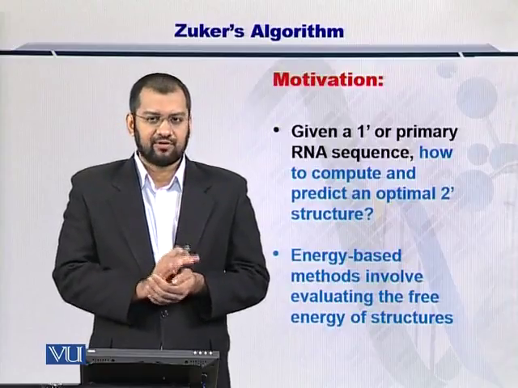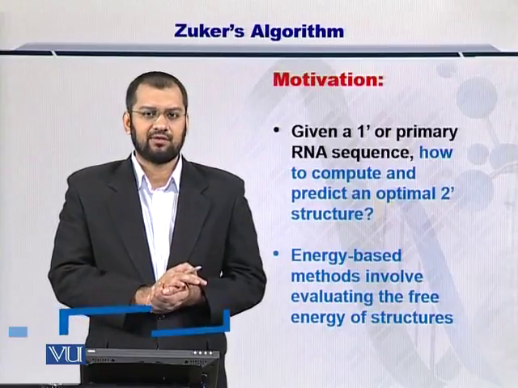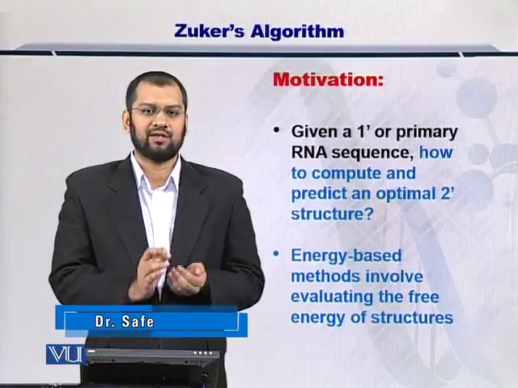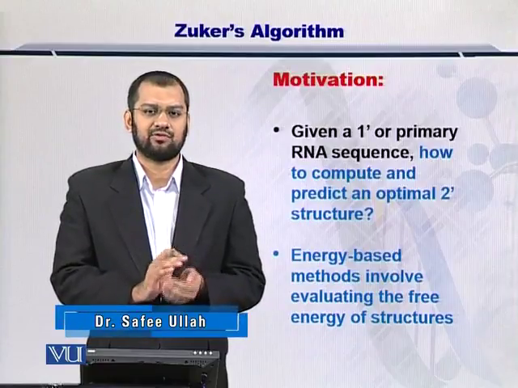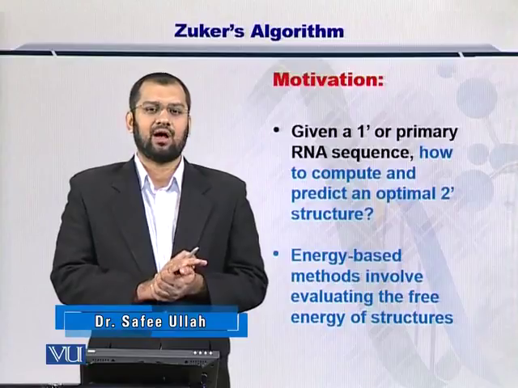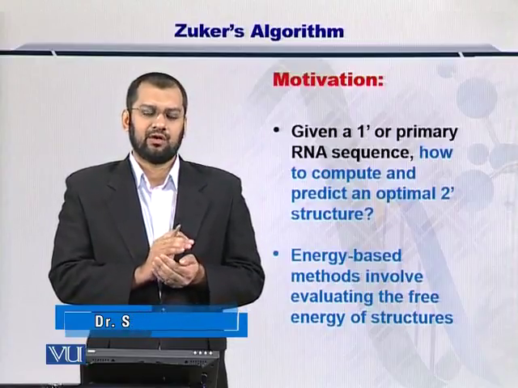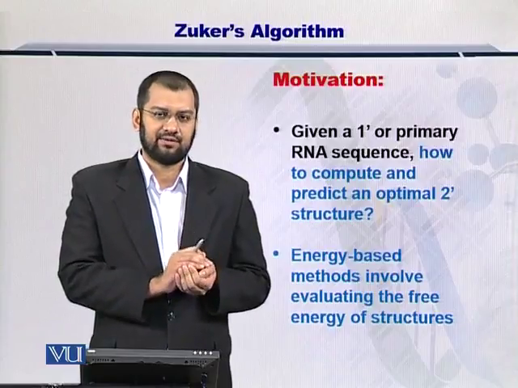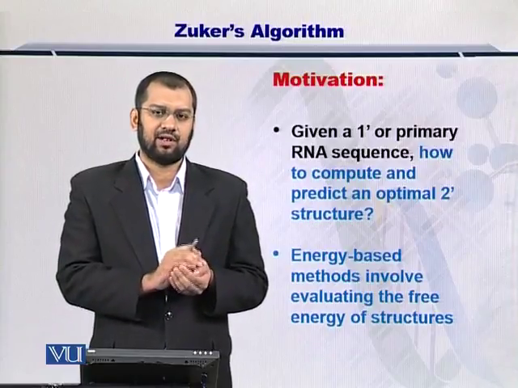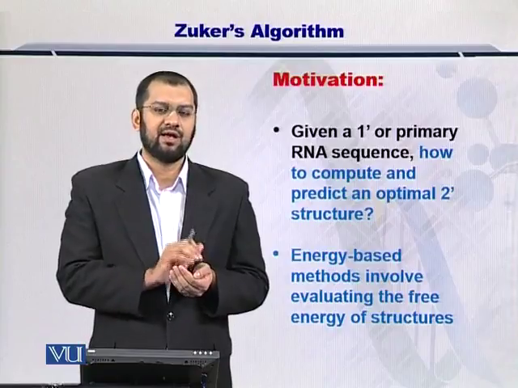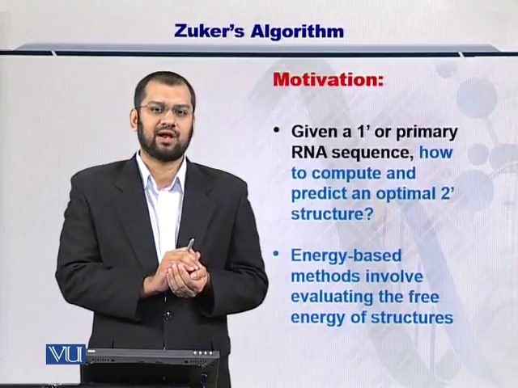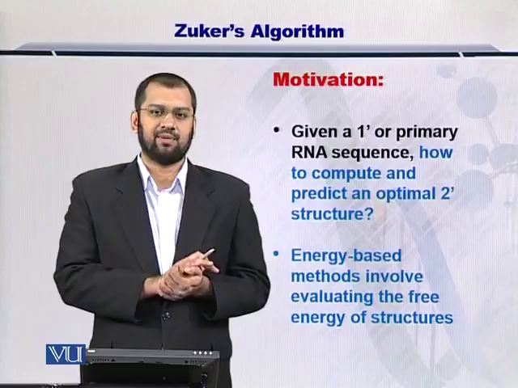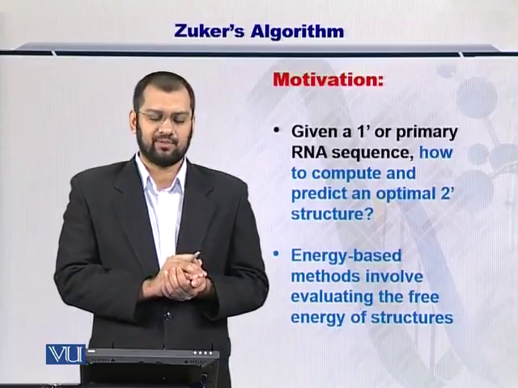Okay, the basic philosophy of this algorithm is that we would like to evaluate the free energy or the Gibbs energy that is available within the RNA 2' structure. You would remember that the lower the Gibbs energy, the better. So if an RNA molecule has very little free energy, it will not be able to interact with other RNA molecules. So therefore, it will be more stable.